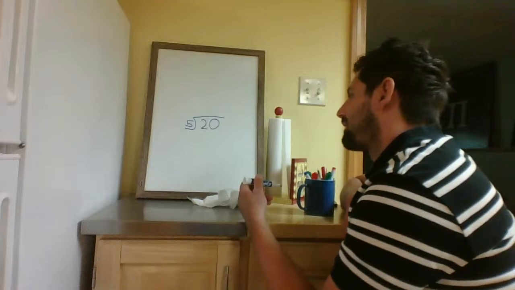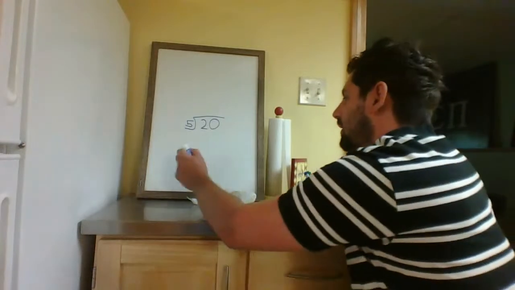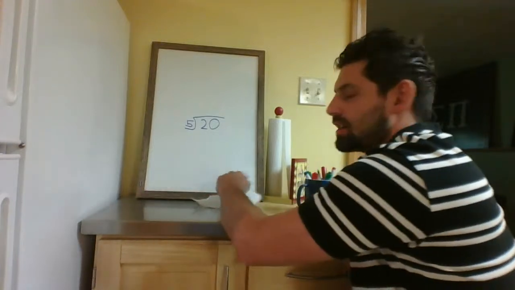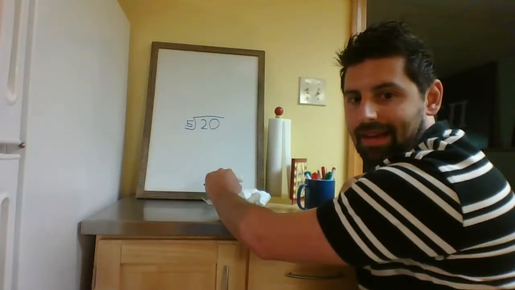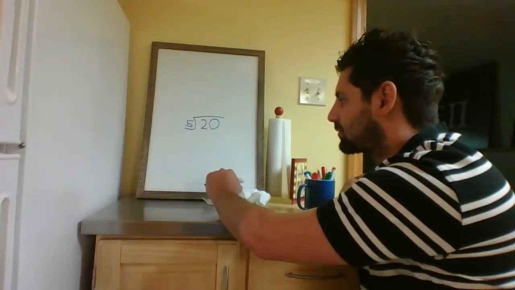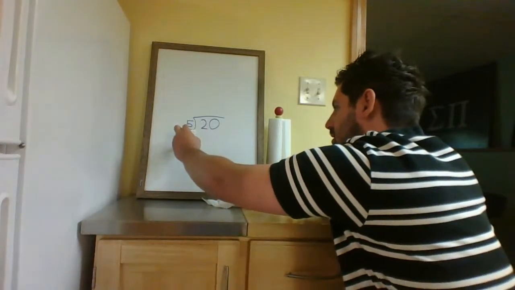So 20 divided by 5. So 20 is our total. So what I'm going to do is I'm going to start with 20 and I'm going to subtract 5 until I get to 0. I'm going to count, and then I'm going to count how many groups of 5 I subtracted to get down to 0.